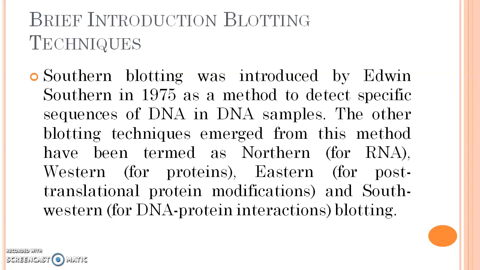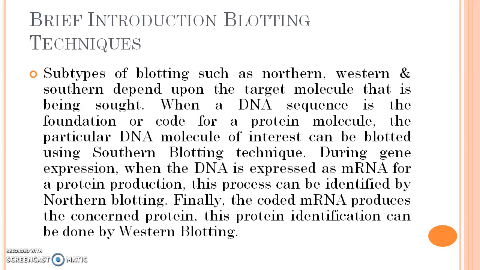Southern blotting was introduced by Edwin Southern in 1975 as a method to detect specific sequences of DNA in DNA samples. The other blotting techniques that emerged from this method have been termed Northern blotting, which is used for RNA, Western blotting, which is used for proteins, Eastern blotting for post-translational protein modifications, and Southwestern blotting for DNA-protein interactions.